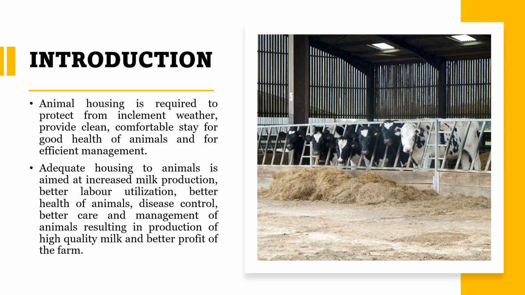If we don't provide good housing facilities, the animals will move too far in or out of the standing space, defecating all round and even causing trampling and wasting of feed by stepping into the mangers. So, adequate housing for animals is essential for increased milk production, better labor utilization, better health of animals, and disease control, and also for better care and management of animals. This results in production of high quality milk and a better profit of the farm.